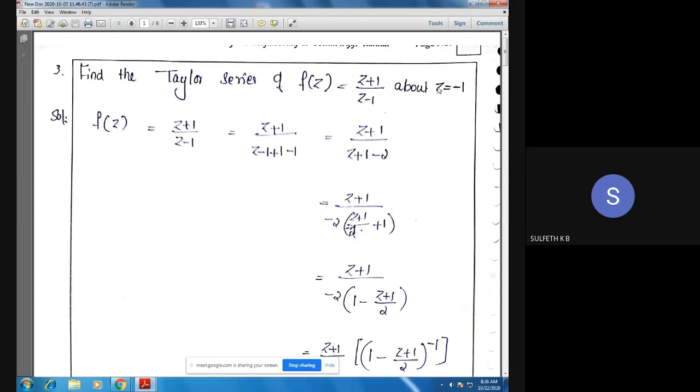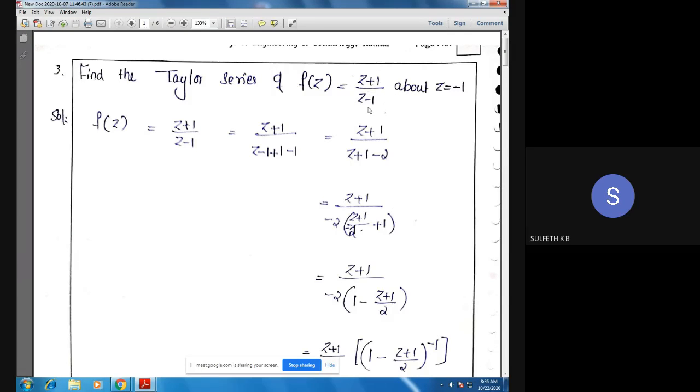We get the Taylor series in terms of z plus 1. Z equal to minus 1 means the expansions of a Taylor series are in terms of z plus 1. We will get the expansions in terms of z plus 1. The series contains the terms of z plus 1. Therefore, here we have given the function as z plus 1 divided by z minus 1.